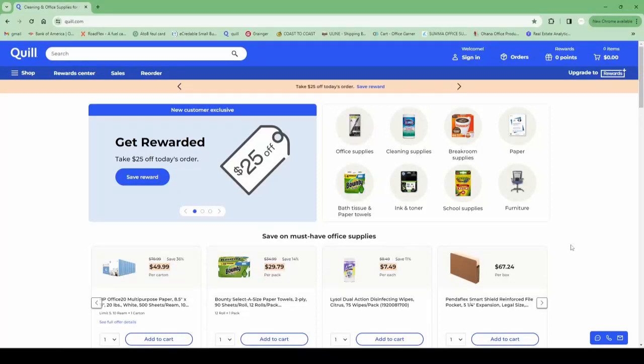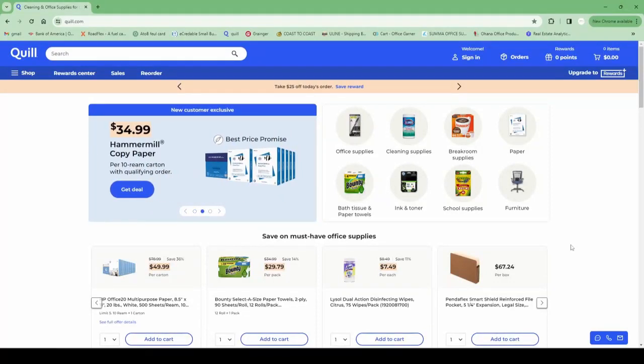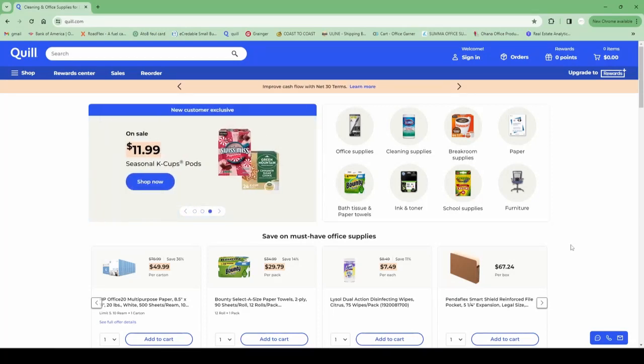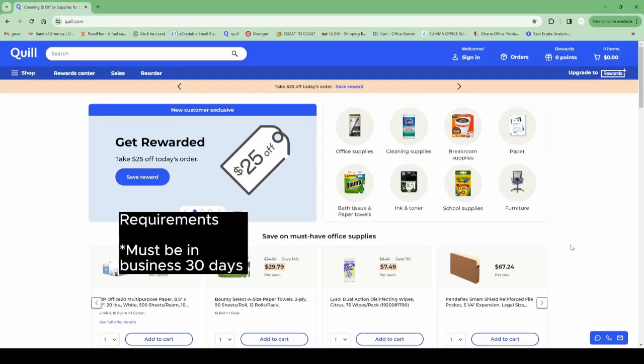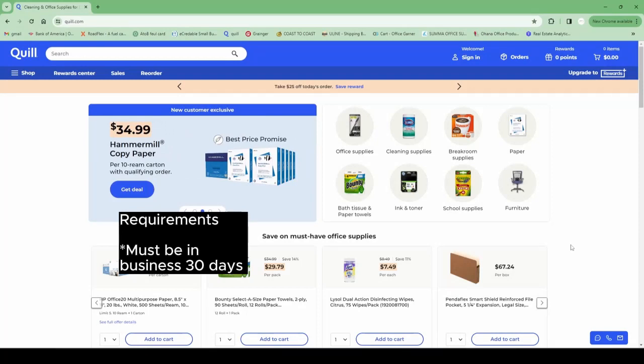Up, everybody? So today we're going to be talking about Quill. I'm going to give a review. I've been with Quill for a year now. So Quill is a Net 30 vendor that offers office supplies such as paper, pens, electronics, you name it. The requirement to be approved for Quill is you must be in business for 30 days.